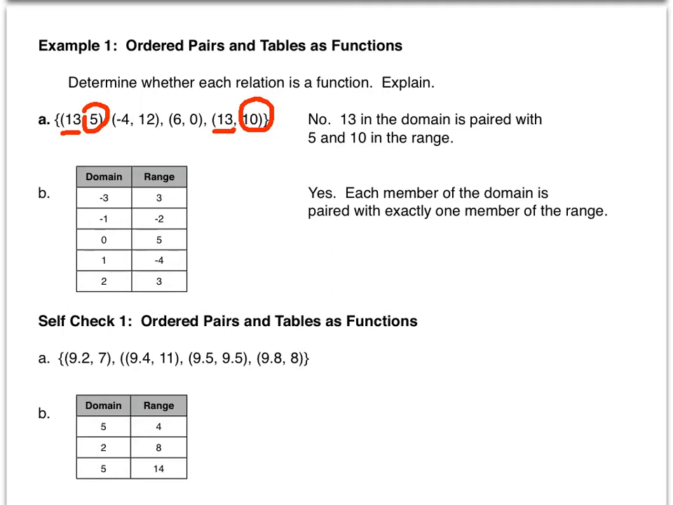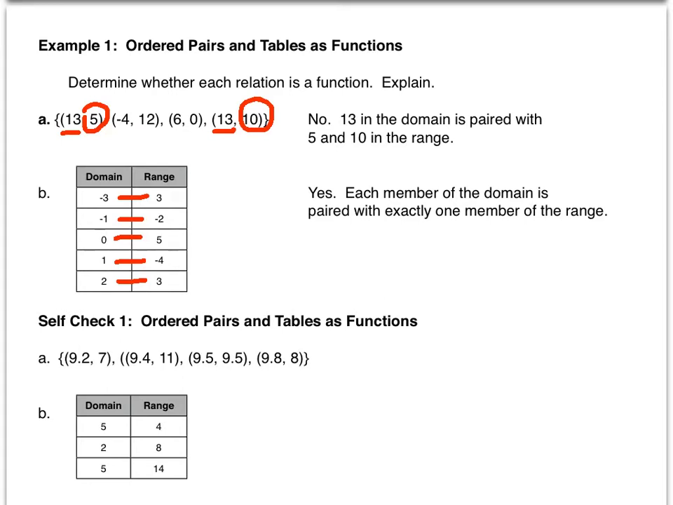In example B, we have a table showing the domain and the range. So we have -3 paired with 3, -1 is paired with -2, 0 is paired with 5, 1 is paired with -4, and 2 is paired with 3. None of our domain values are the same, so each member of the domain is paired with exactly one member of the range, and this is a function.